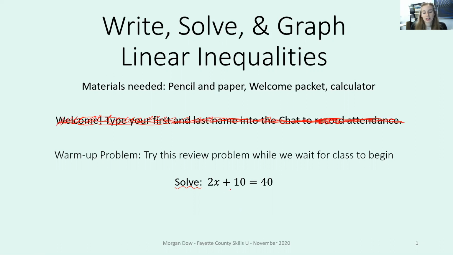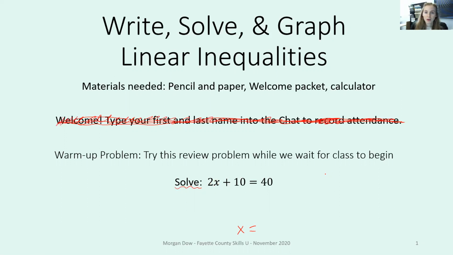What we have here is a two-step linear equation. We know it's two steps because when we look on the side with the variable, there are two operations. I see 2 times x, so there's multiplication, and I also see plus 10, so there's addition there. So it's going to be our goal to get that variable x by itself on one side of the equal sign. That means we're going to need to cancel out the plus 10. We're also going to need to cancel out that times 2.